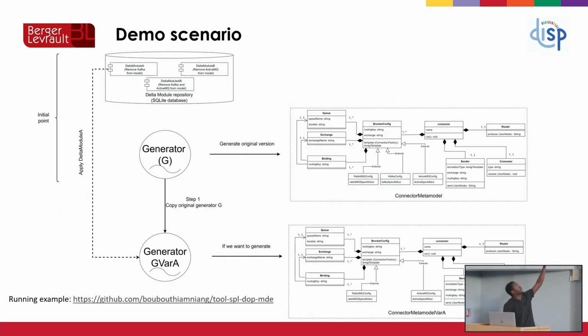We have delta modules that are represented by an internal database, and we have versions of delta modules, and we want to remove an entity. For example, here we don't want the Kafka broker.